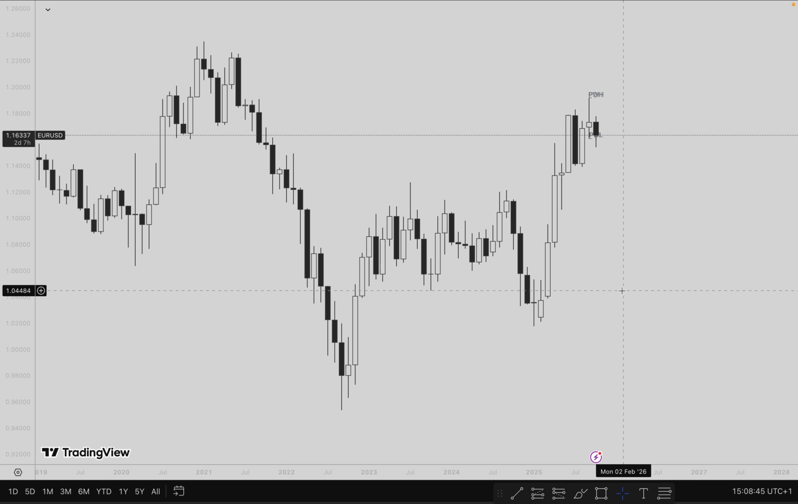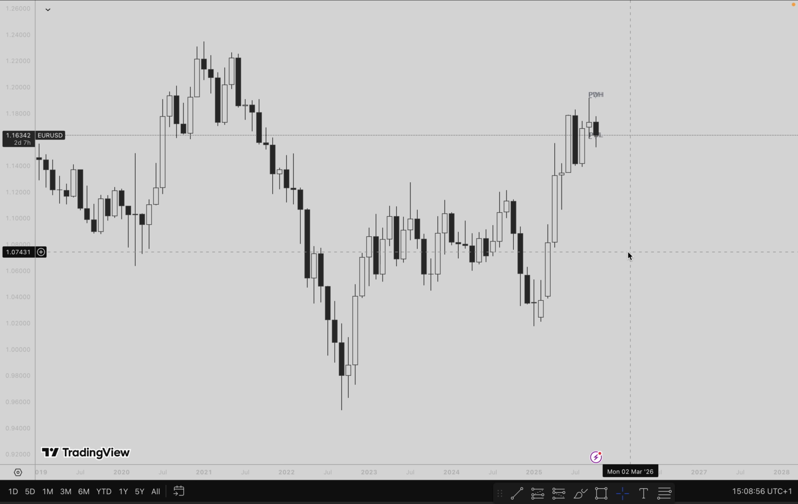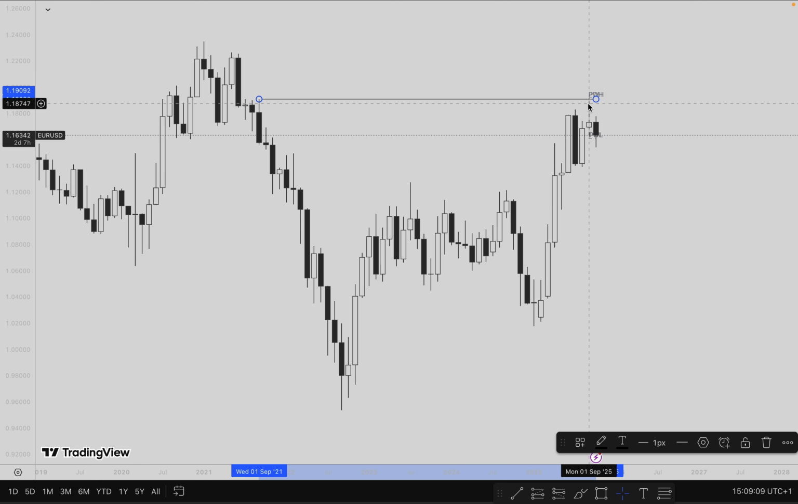So basically, when we are talking about the top-down approach, I personally start from the monthly time frame. What you can see right here is the monthly time frame for the euro. Let's look at the chart right now and see what we are seeing. First of all, we can see that we swept this liquidity. This target was already reached.